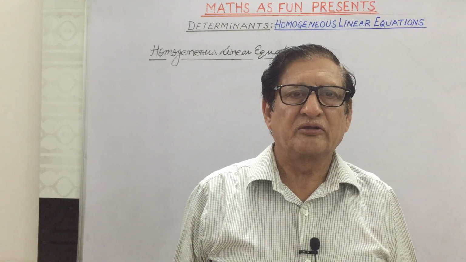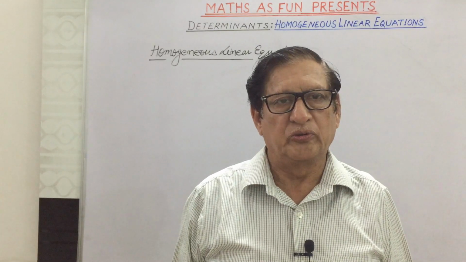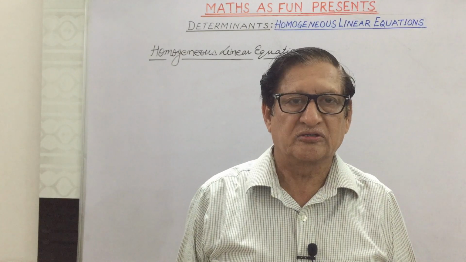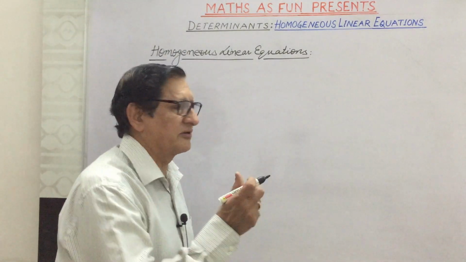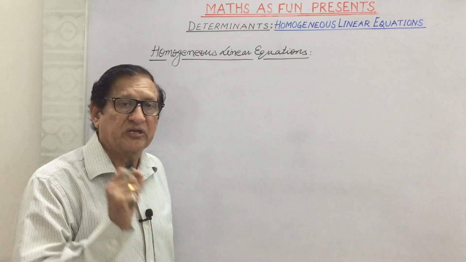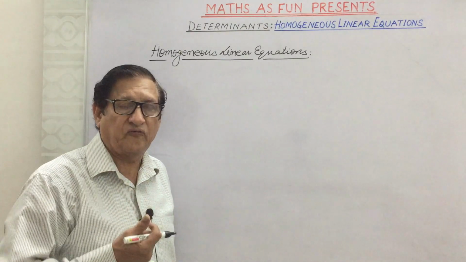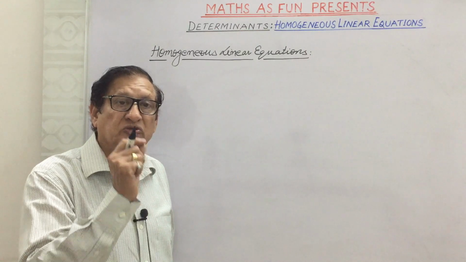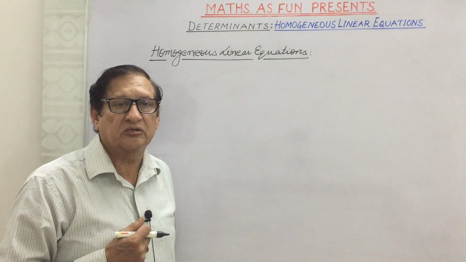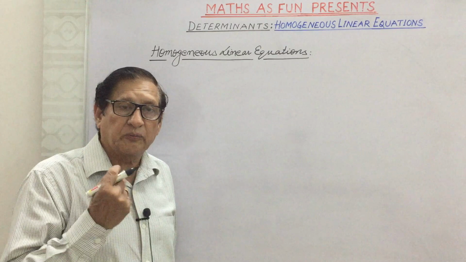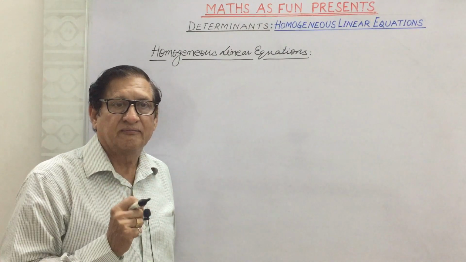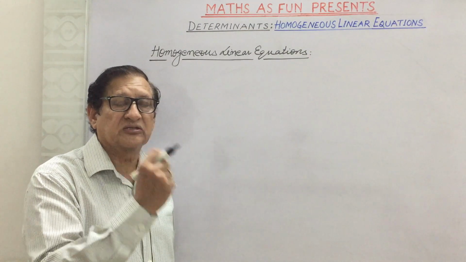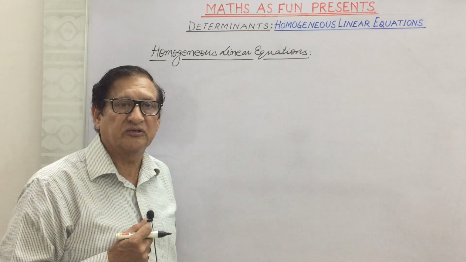Hello everyone, in this video we will learn about the homogeneous linear equations and their solutions by using matrices. What are homogeneous linear equations? Any system of linear equations in any number of variables, if we have such that the constant terms in each equation is 0, it means the matrix B is a zero matrix. Then we say it is a system of homogeneous linear equations.